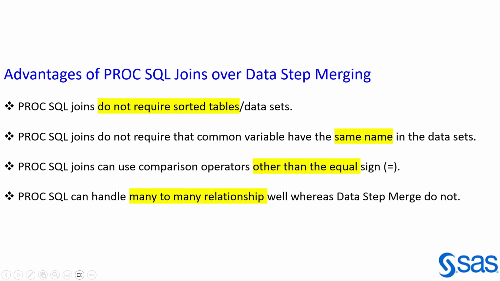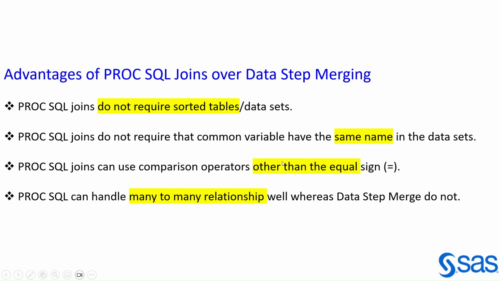So if in the second dataset that name is different other than ID, still you can use Proc SQL join and you can merge your data. So that is also an advantage. The third advantage is that Proc SQL joins can use comparison operators other than the equal sign. So that is also an advantage.